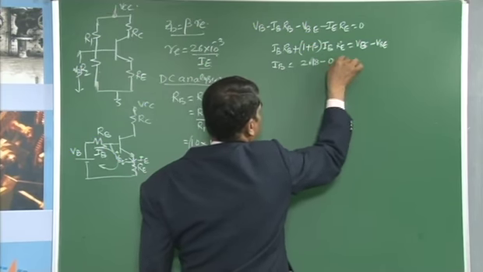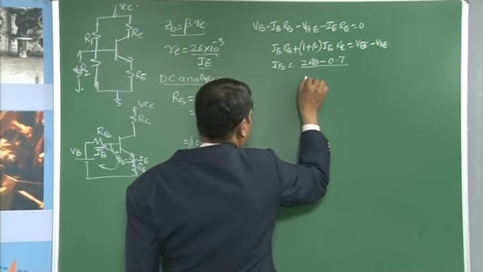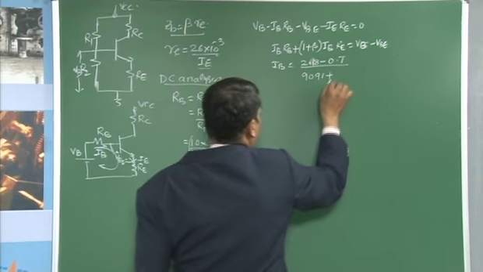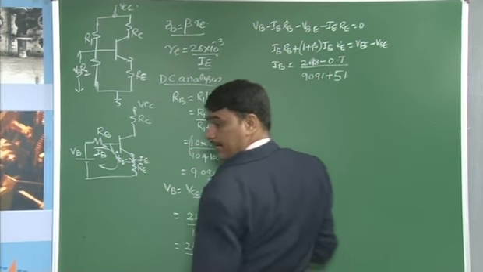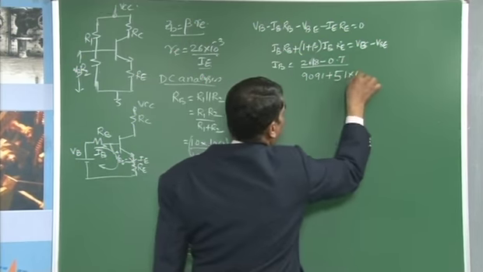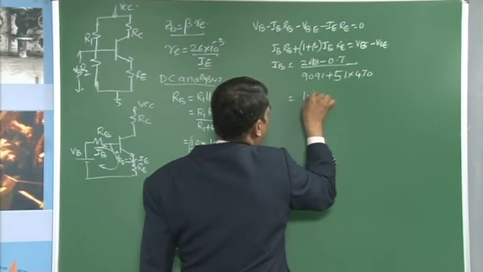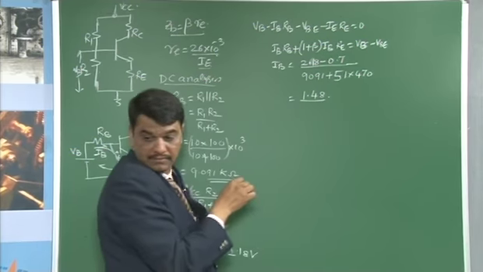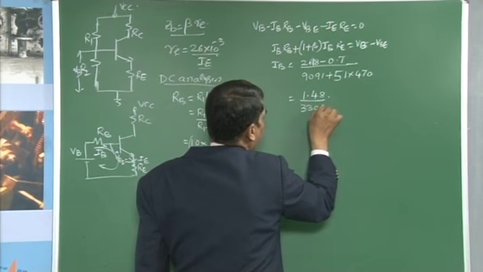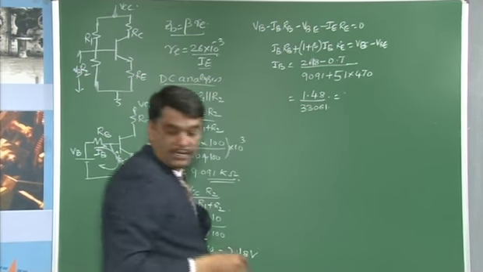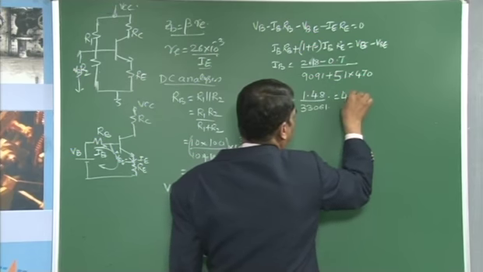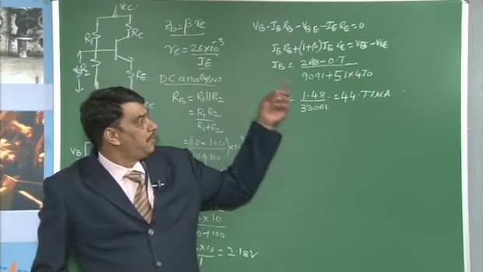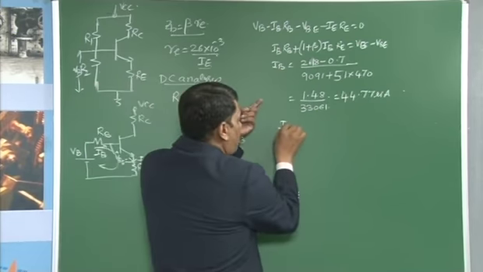2.18 minus 0.7 divided by RB is 9091 plus 1 plus beta is 51, beta is given as 50, into RE is 470. This value is equal to 1.48 divided by 33061. The IB value is approximately equal to 44.77 microamperes.